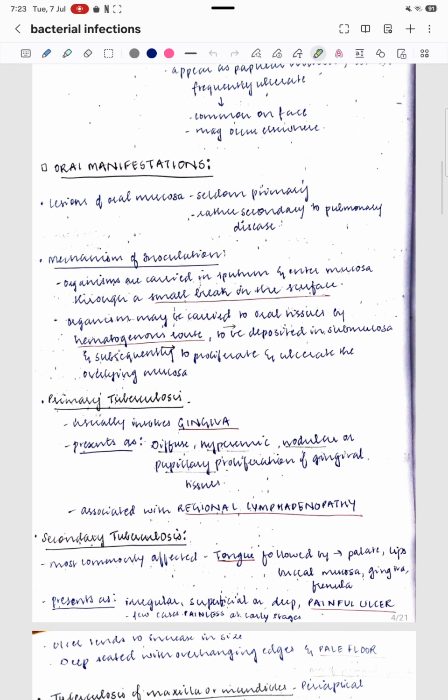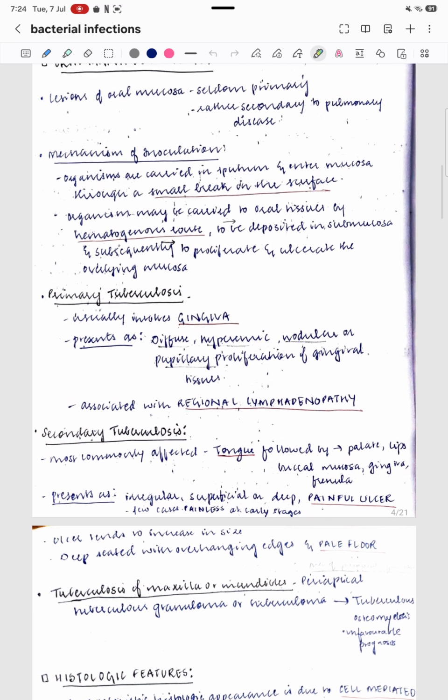Now, mechanism of inoculation. Organisms are carried in sputum and enter the mucosa through a small break on the surface. If there is an ulcer or a break in the continuity of the mucous membrane, the bacteria present in the sputum may enter the mucosa. Organisms may be carried through oral tissue or by the hematogenous route to be deposited in the submucosa, subsequently proliferating and ulcerating the overlying mucosa.